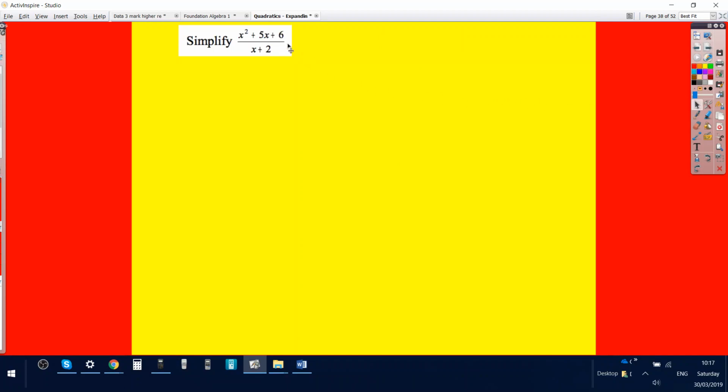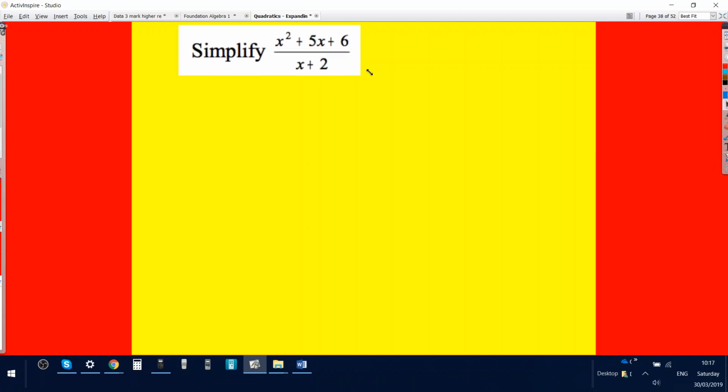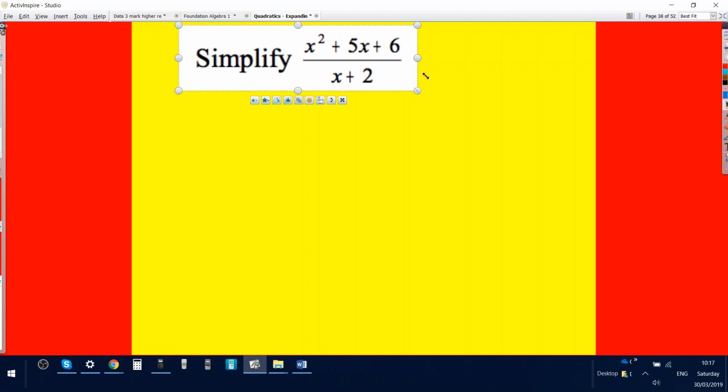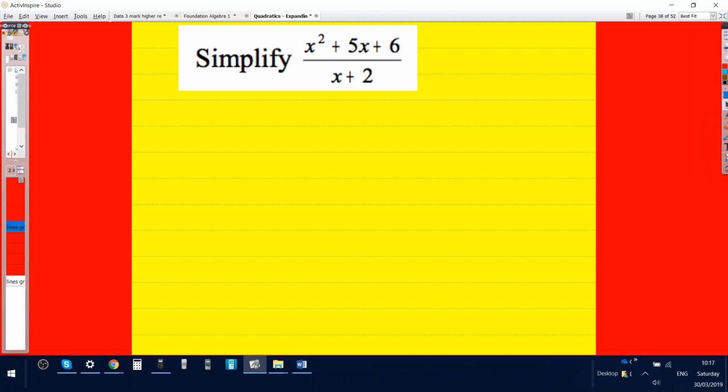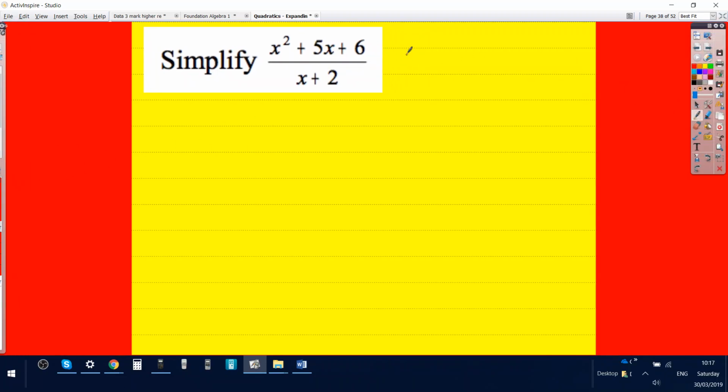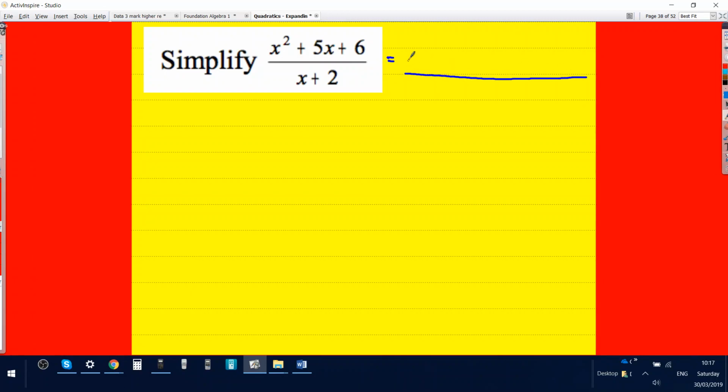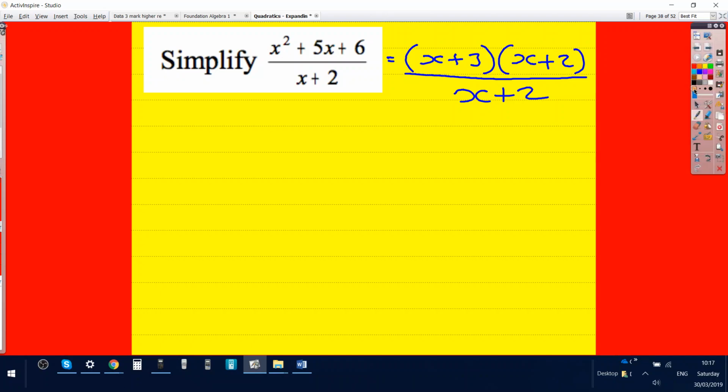Let's try this one. Okay. So the top half of the fraction, that would be x plus 3 and x plus 2, and that would then be over x plus 2. So x plus 2 would cancel out the other x plus 2. So it would just be x plus 3. So that's x plus 3.